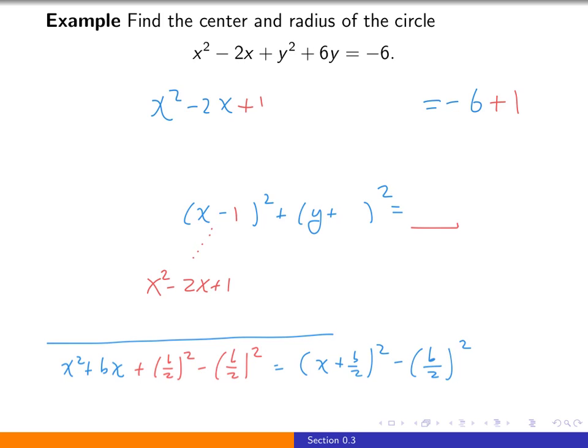Now we play a similar game with the y portion. So y squared plus 6y. I take the coefficient of the y, divide it by 2 to get a 3. So this is going to be hopefully y plus 3 quantity squared. So that would be y squared plus 6y plus 9. So to balance this out, I need to put a plus 9.